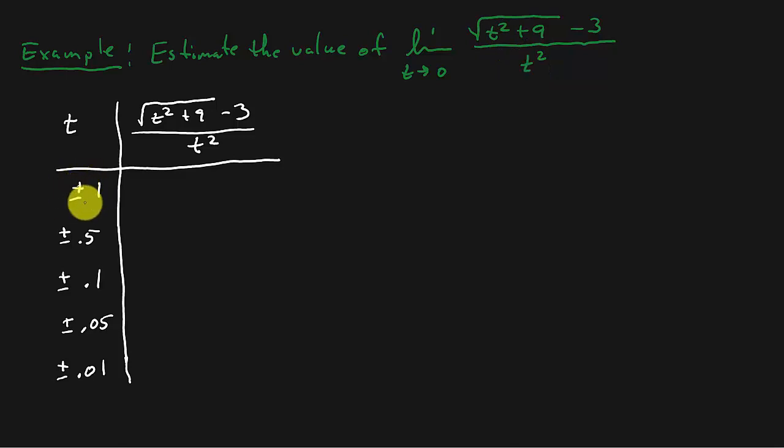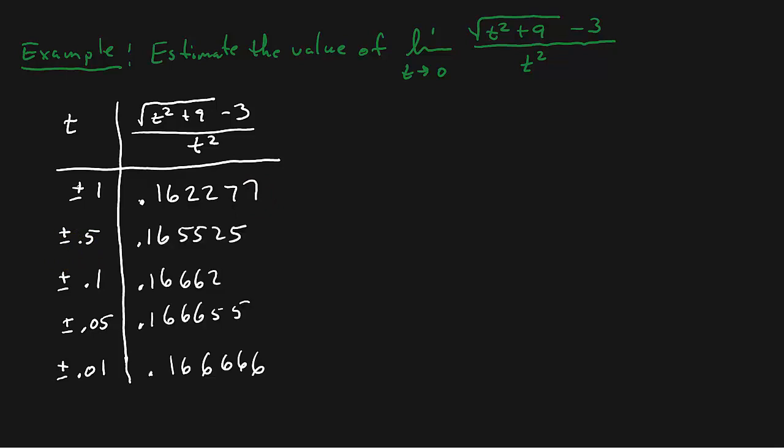When I plug +1 and -1 in for t, they're going to have the same value. I'm going to get the same value when I evaluate this because I'm squaring them. Okay? So I hope that made sense. So if I plug in +1 or -1, I'm going to get a y value of 0.162277. All right. And then I'll plug in the plus or minus 0.5. All right. So this is what I got when you plug them all in.